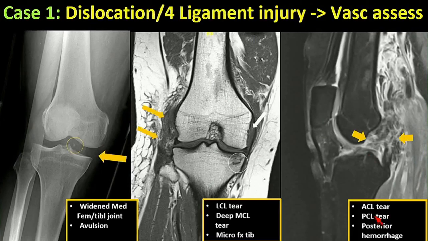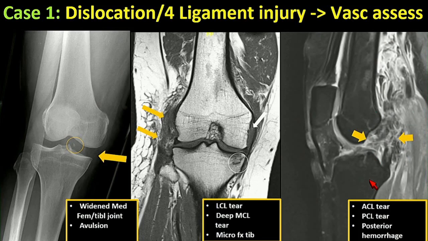So what did we see in this case? Well, we see widening of the medial femoral tibial joint. We see an avulsion fragment in the joint. That tells us there's likely something that has disrupted the ligaments. In this case, there's rupture of the deep MCL. There's complete rupture of the lateral collateral ligament complex. There's ACL and PCL complex tears, and there's a lot of hemorrhage posteriorly.